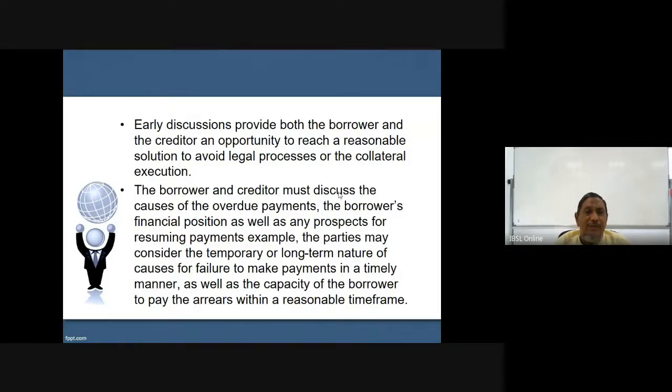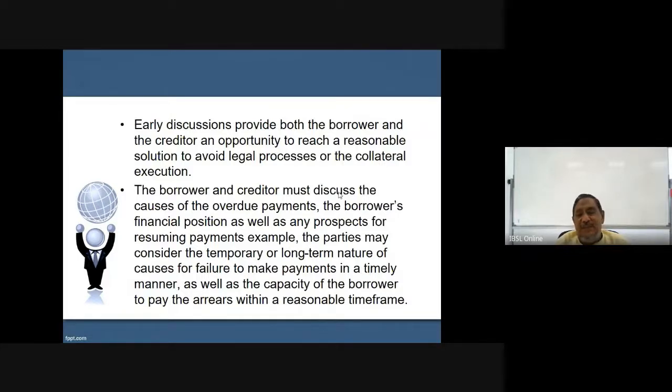The borrower and creditor must discuss the causes of overdue payments, the borrower's financial position as well as any prospects for resuming payments. For example, the parties may consider the temporary or long-term nature of the causes of failure to make payments in a timely manner, as well as the capacity of the borrower to pay the arrears within a reasonable time period.